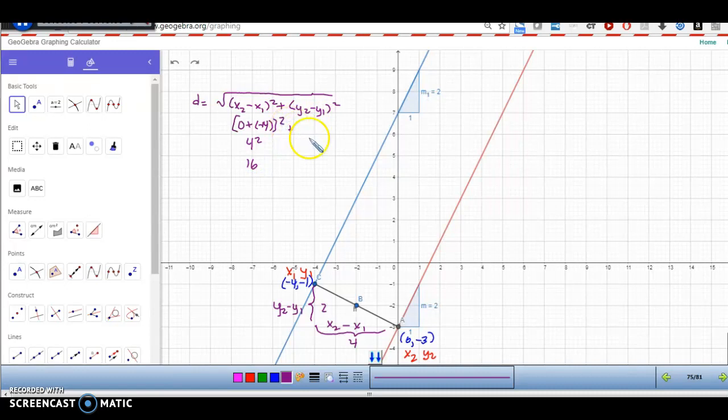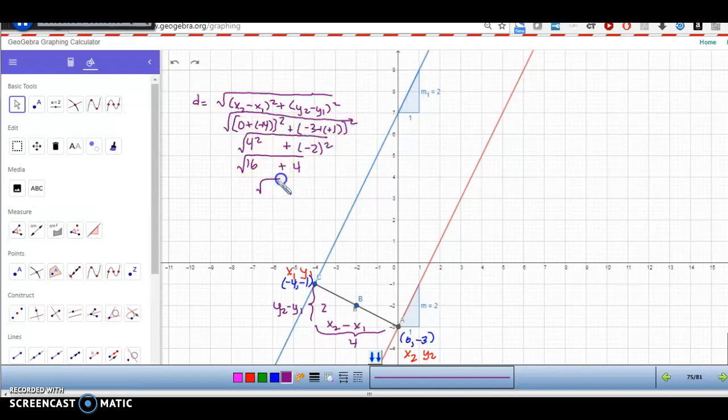Plus, then I'm going to do y2 minus y1. Again, the way I wrote it, y2 is -3. And my y1 is -1. And again, I have to square that. And once again, subtracting a negative, same as adding a positive. -3 plus 1 gives me -2, squared is 4. And I get 16 plus 4. Of course, all of this is under the square root. Gets kind of crowded there.